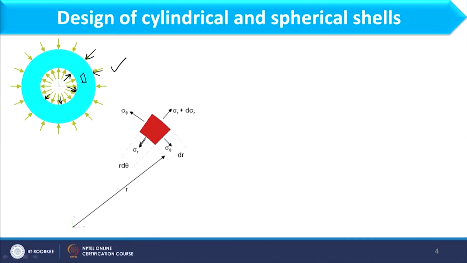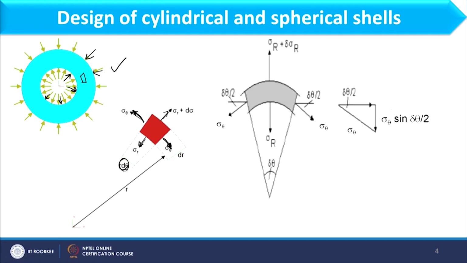So, this section I have shown over here, where if I consider the inner part, the stress is sigma r in the radial direction, and at the outer side we have the stress sigma r plus d sigma r, and this sigma theta as well as this sigma theta will be considered as hoop stress, and this particular section is making an angle with the center, and that will be nothing but d theta.